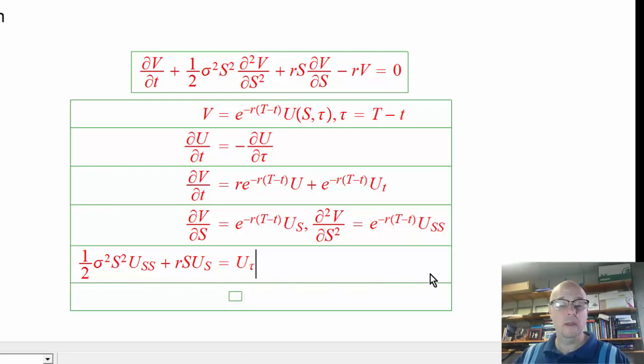Now, here's my equation that has tau in it. So tau is running, starting at 0 at the payoff.